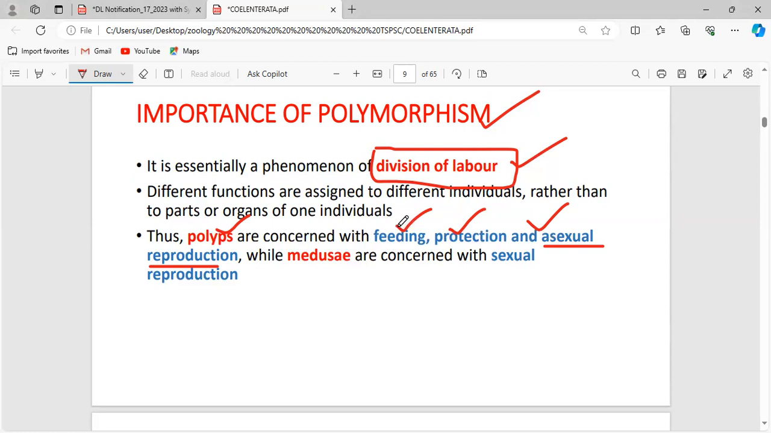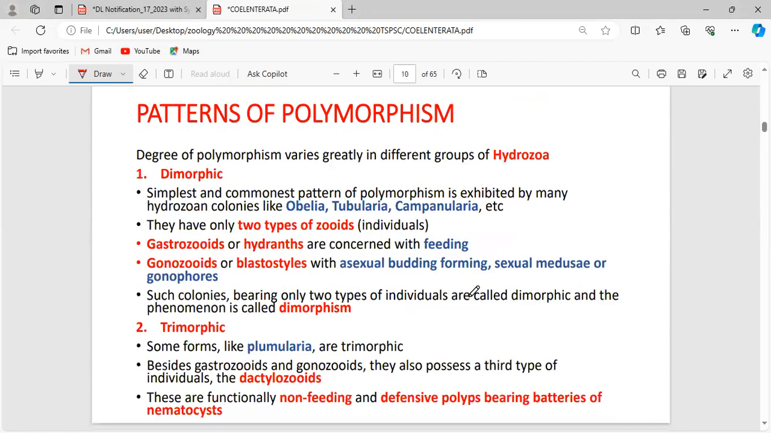See, feeding, protection, and asexual reproduction. Polyps are concerned with asexual reproduction, the feeding mechanism, and protection. But in the case of medusa, it is concerned only with sexual reproduction. Okay. Fine. Next.